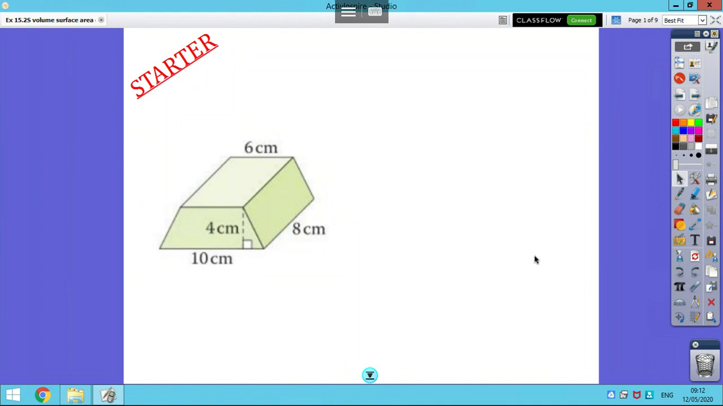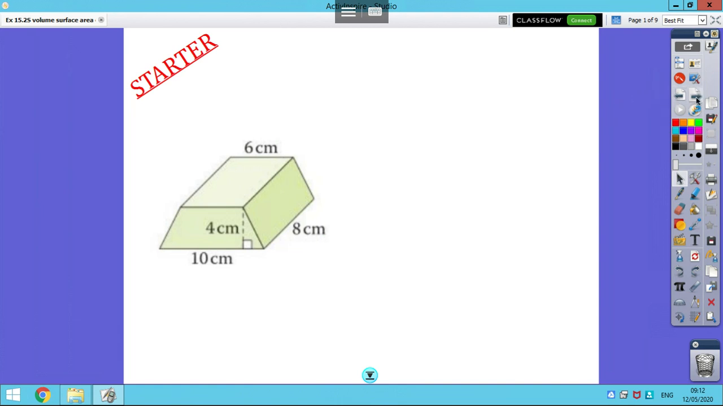So pause the video, and if you need to look up the formula for the area of a trapezium, then do so to help you answer this question. Pause the video and find out the answer for me, okay? And then the answer will be at the end of this video.